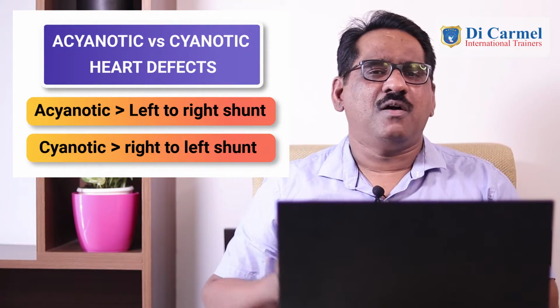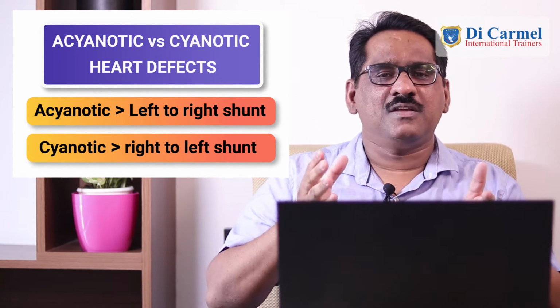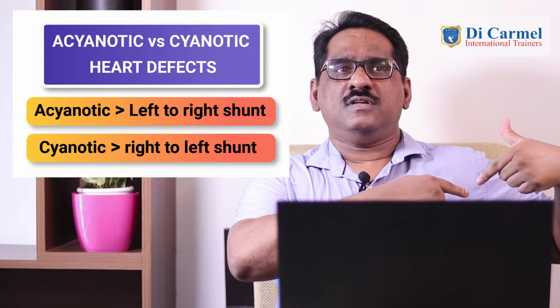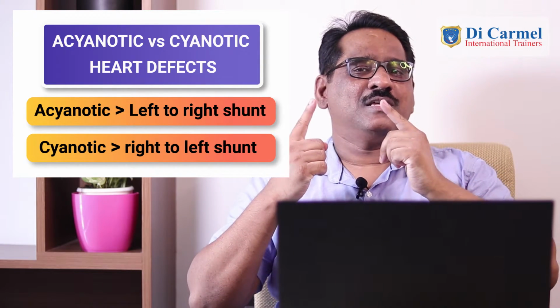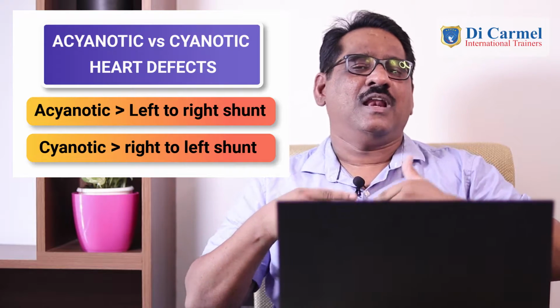So now let's proceed to the difference between acyanotic and cyanotic heart defects. And probably you have heard that when we talk about acyanotic defects, we call it a left to right shunt, whereas the cyanotic is called a right to left shunt. And let's see what this exactly means and why they are called acyanotic and cyanotic.